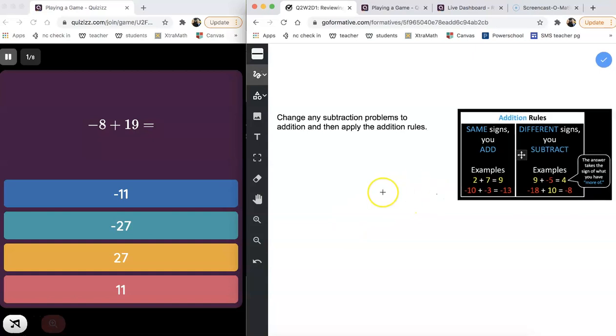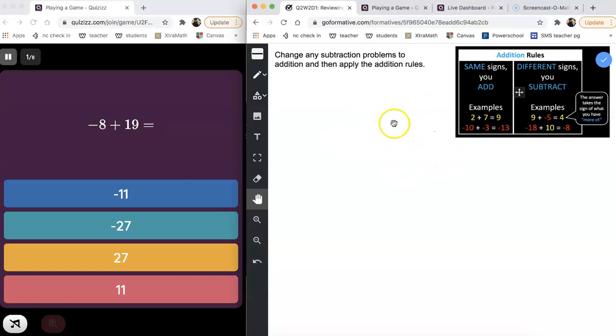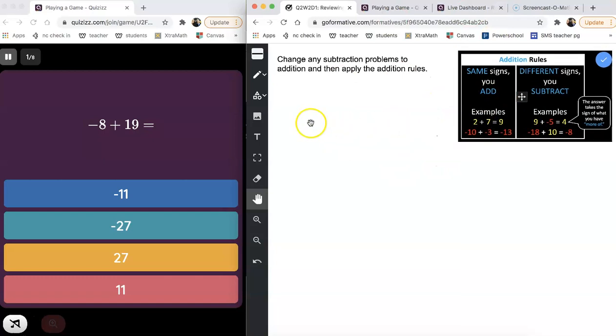Now, if you want to today, you can just show your work on paper, like use paper and pencil, or if you want to show it digitally, you can use this whiteboard that I gave you in the Go Formative to show your work. I'm going to use the digital whiteboard to show my work.